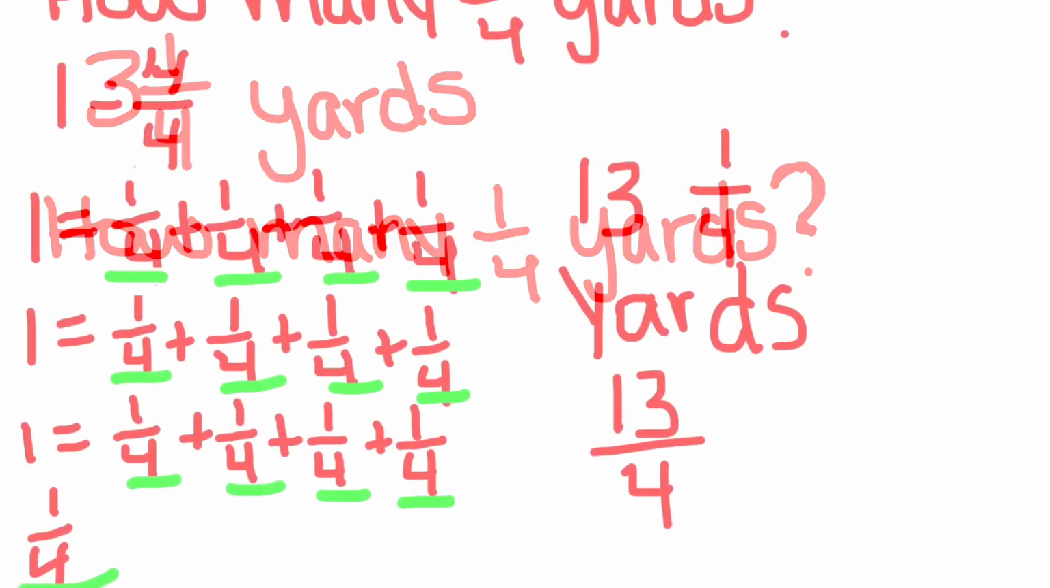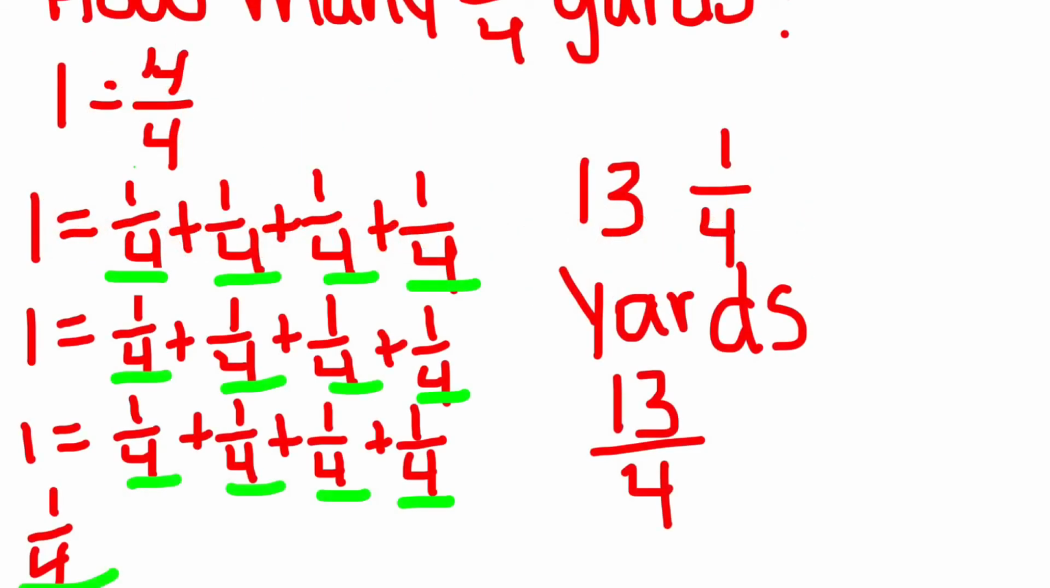So I start with 1 whole is 1/4 plus 1/4 plus 1/4 plus 1/4. And I do that 2 more times. Then I think about that extra 1/4. And once I count all those 1/4 up, I have 13 1/4 in 3 1/4 yards, or 13 fourths.